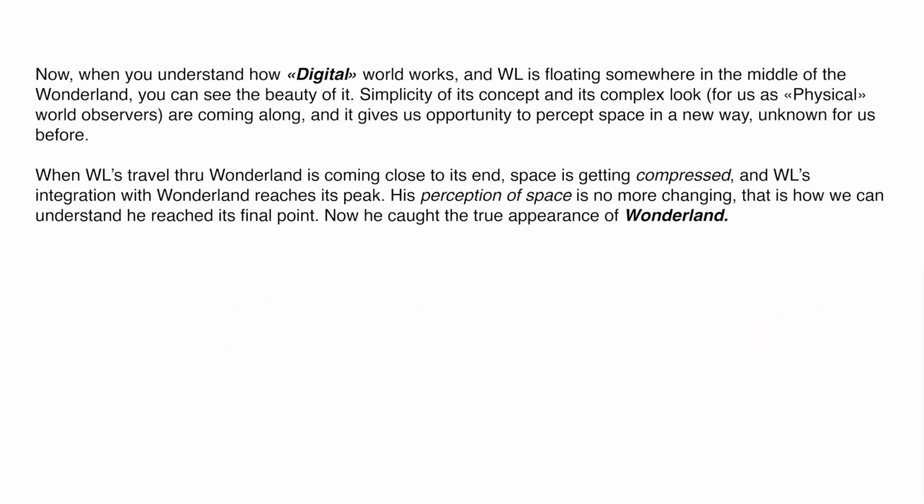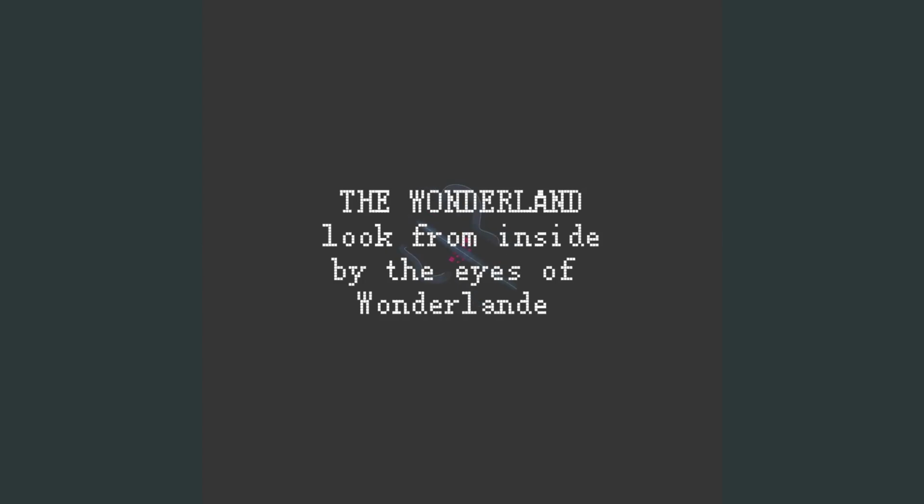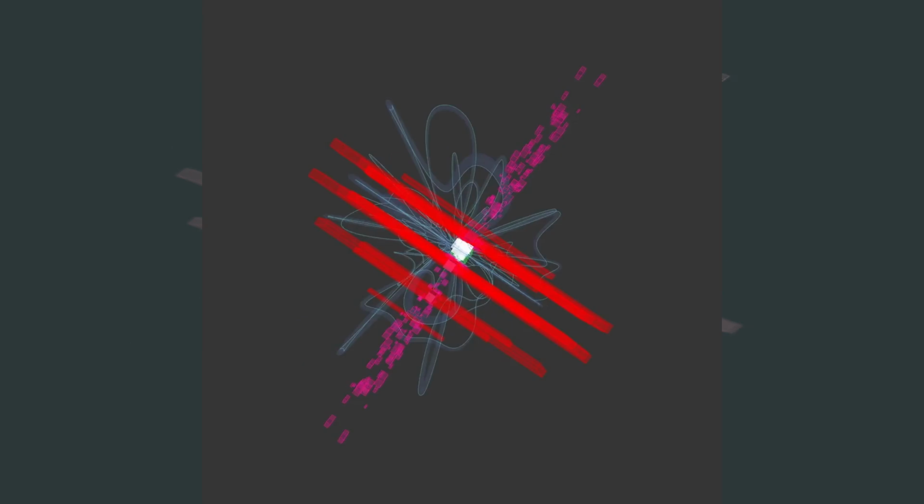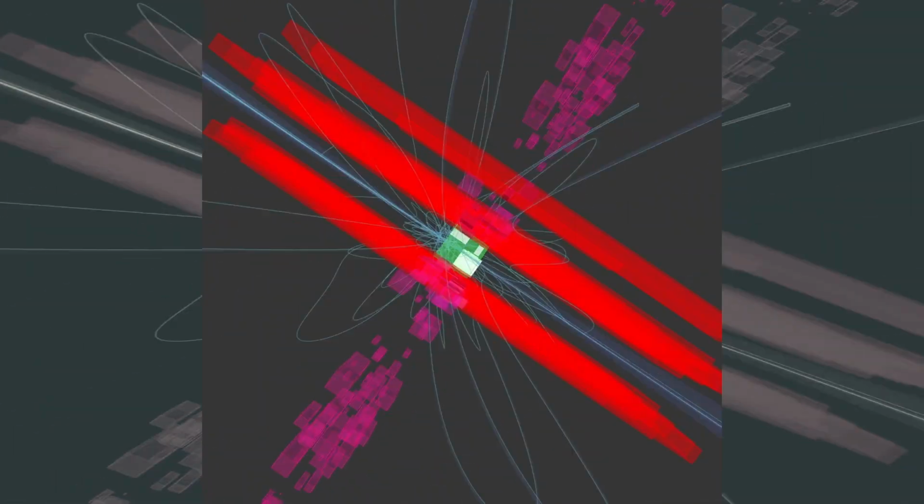The simplicity of its concept and its complex look come together, and it gives us the opportunity to perceive space in a new way, unknown to us before. When WL's travel through Wonderland is coming close to its end, space is getting compressed, and WL's integration with Wonderland reaches its peak. His perception of space is no more changing. That is how we can understand he reached his final point. Now he has caught the true appearance of Wonderland.